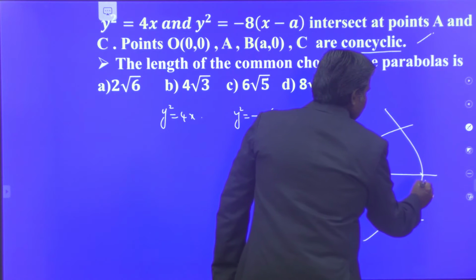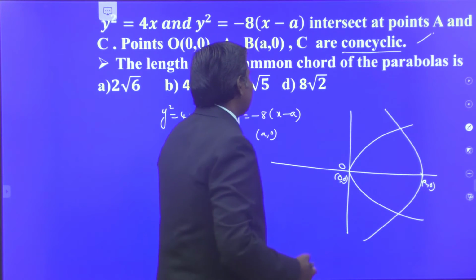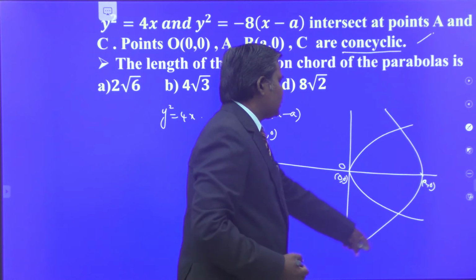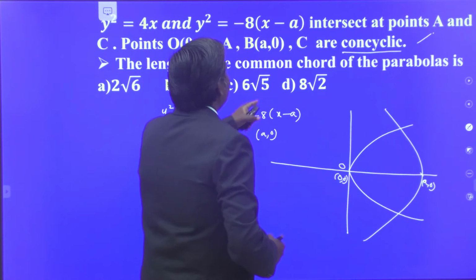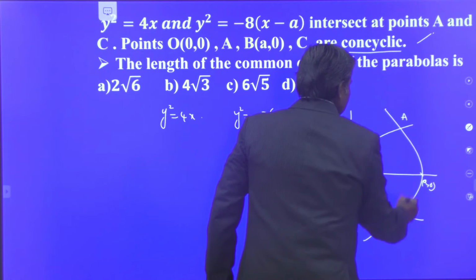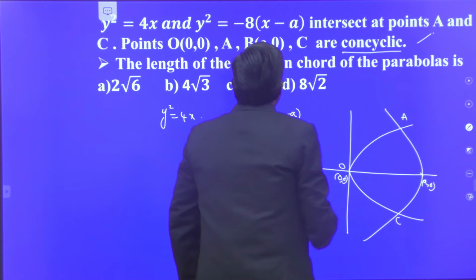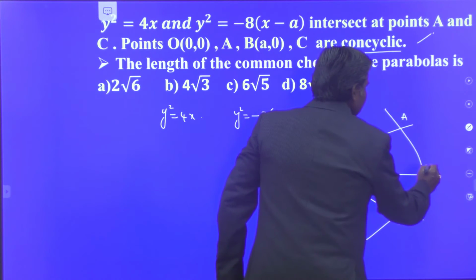Say its vertex is at a comma 0. Its length of latus rectum is more than that, 4. So I am writing in this manner. So O is 0, 0. They are intersected at A and C. These are the points of intersection A and C. And moreover, B is a comma 0. This is B, they are saying.